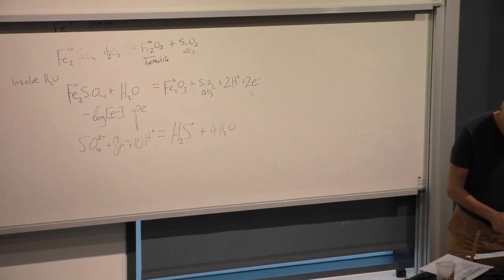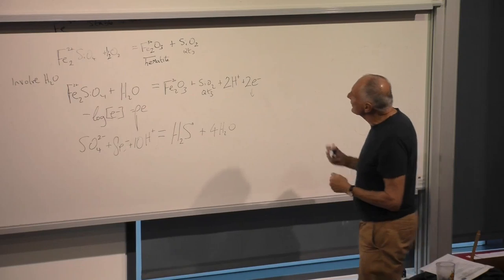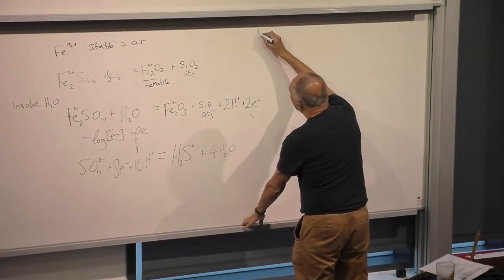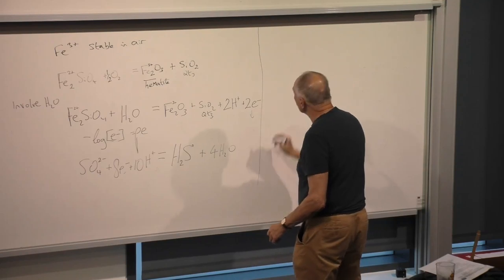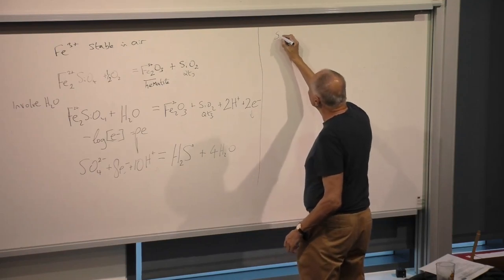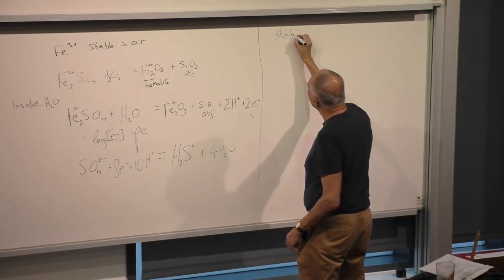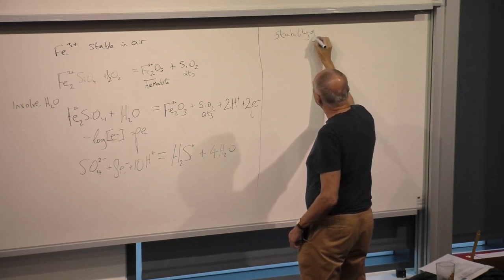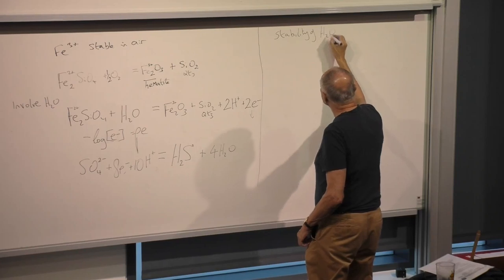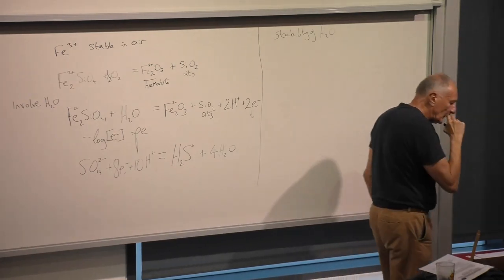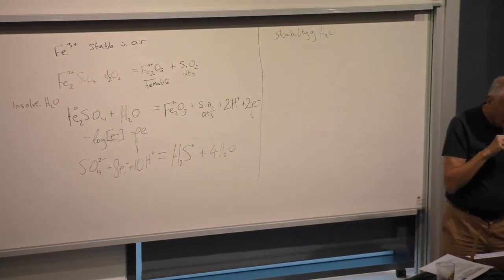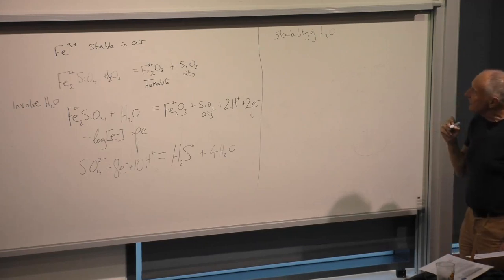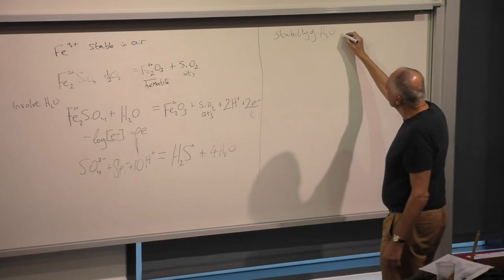All right, so let's consider pE. And let's start with considering the stability of water. Now, we can write down the stability of water in equilibrium with oxygen, first of all.